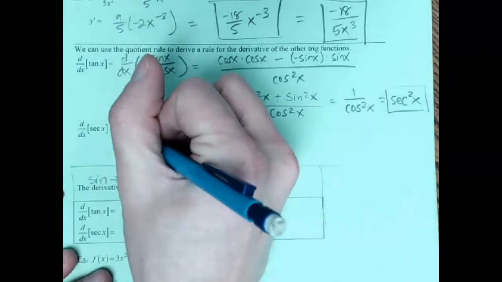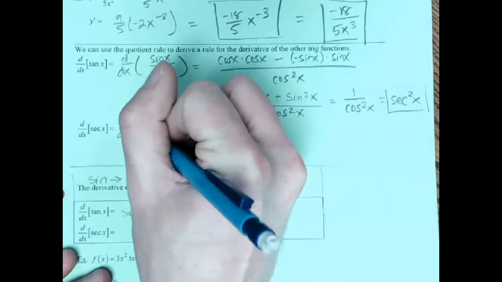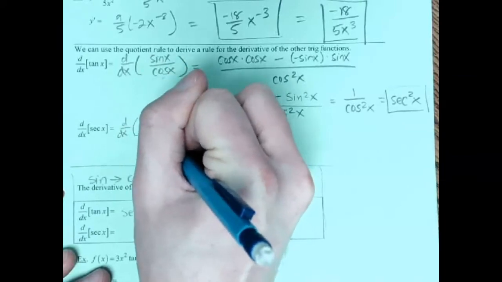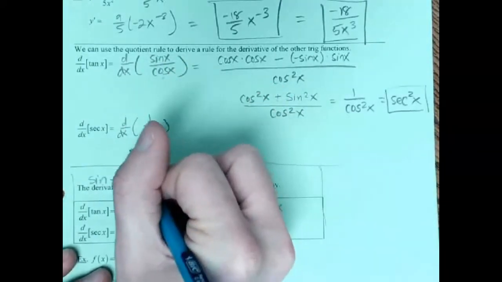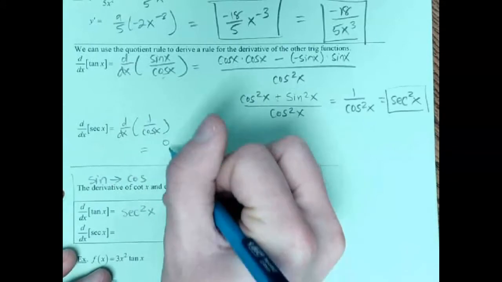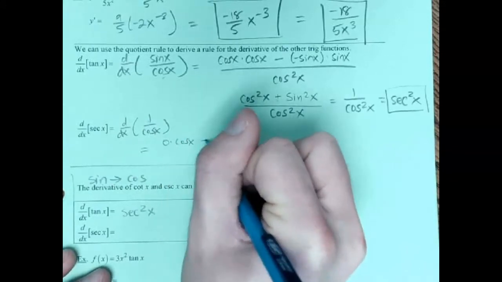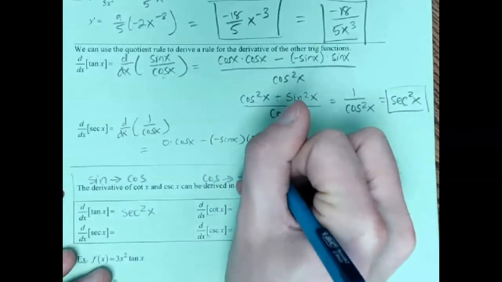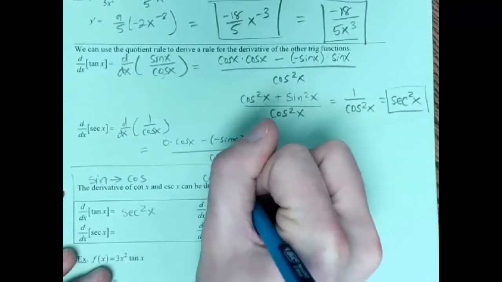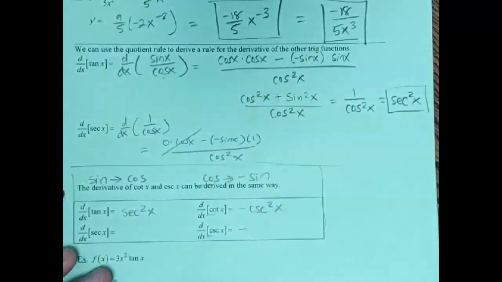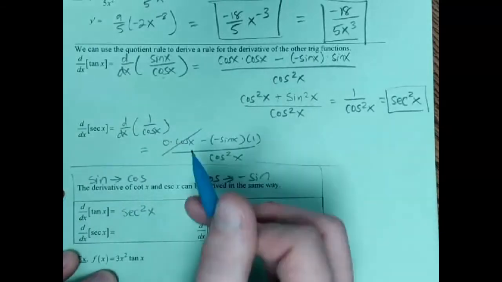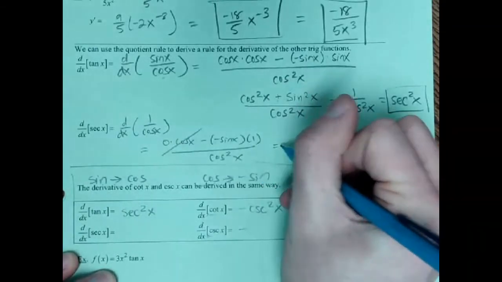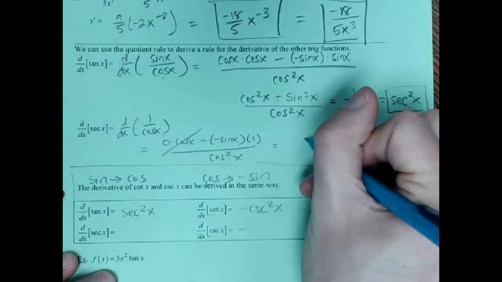Here we go. Let's rewrite secant as 1 over cosine. So let's do this derivative. The derivative of the top times the bottom minus the derivative of the bottom times the top over the bottom squared, right? So 0 times cosine is 0. Then you have those two, which are going to cancel, which is why these end up being positive. So I've got a sine.